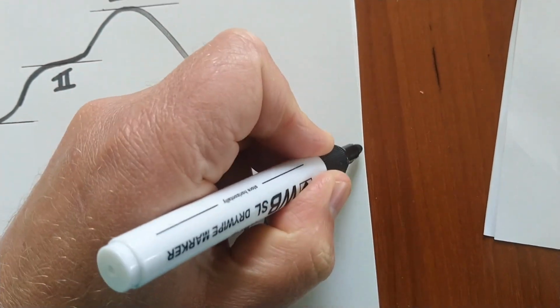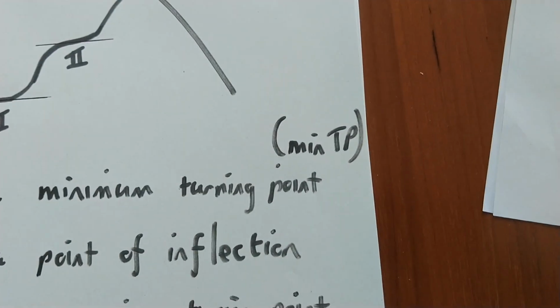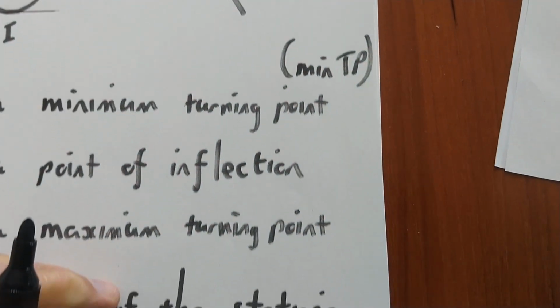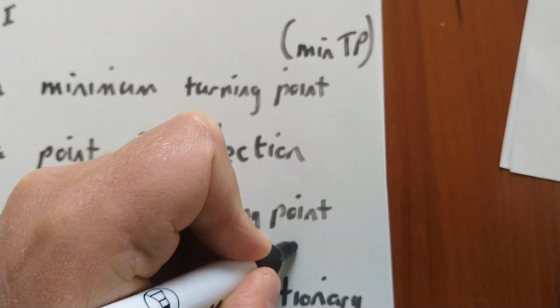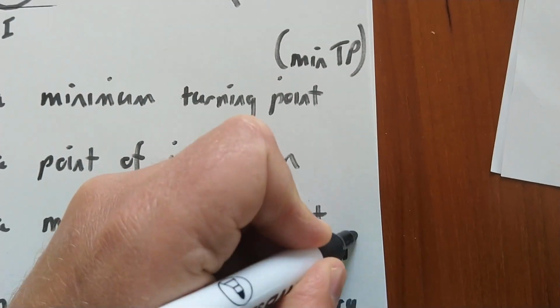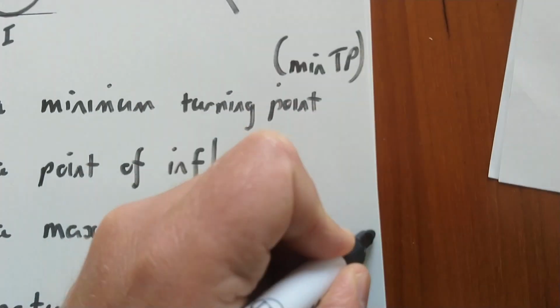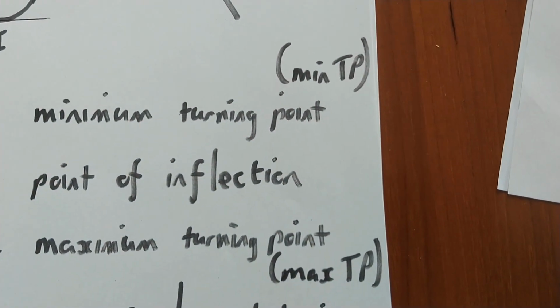Anyway, so we can have, as I say, a minimum TP. And if you write that, everyone will know that we're talking about a minimum turning point. And down here, maximum turning point. But point of inflection is normally written in full.